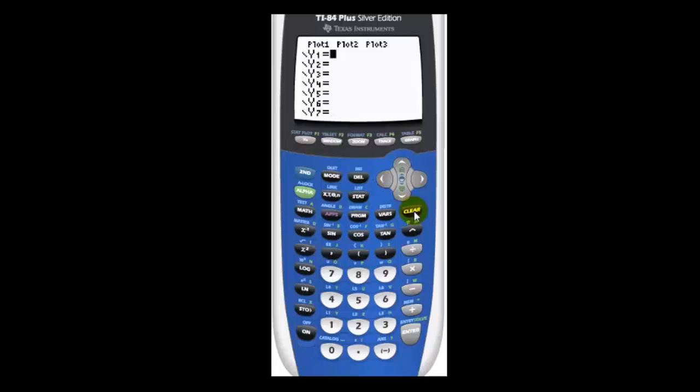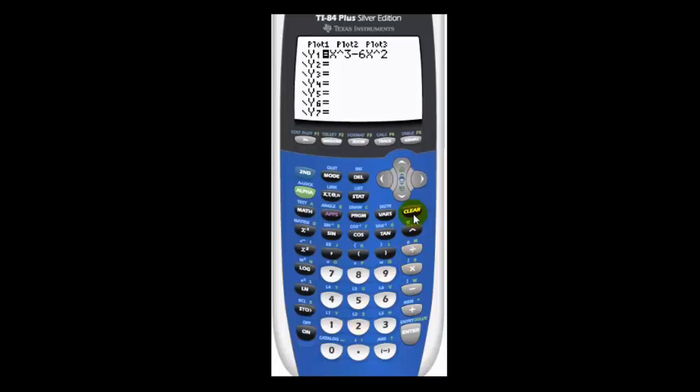So one thing to note is you can just hit clear when you're in your y equals screen, and that'll clear out the function that you had. And notice it also unhighlighted that equal sign. So let's enter a new function. How about a nice polynomial? How about x cubed minus 6x squared?